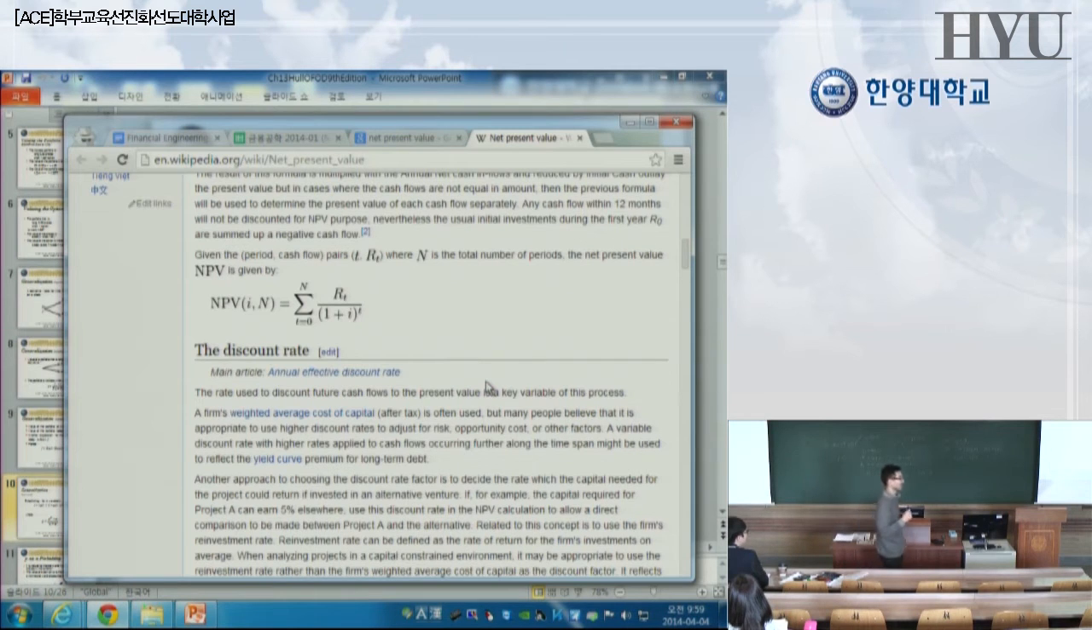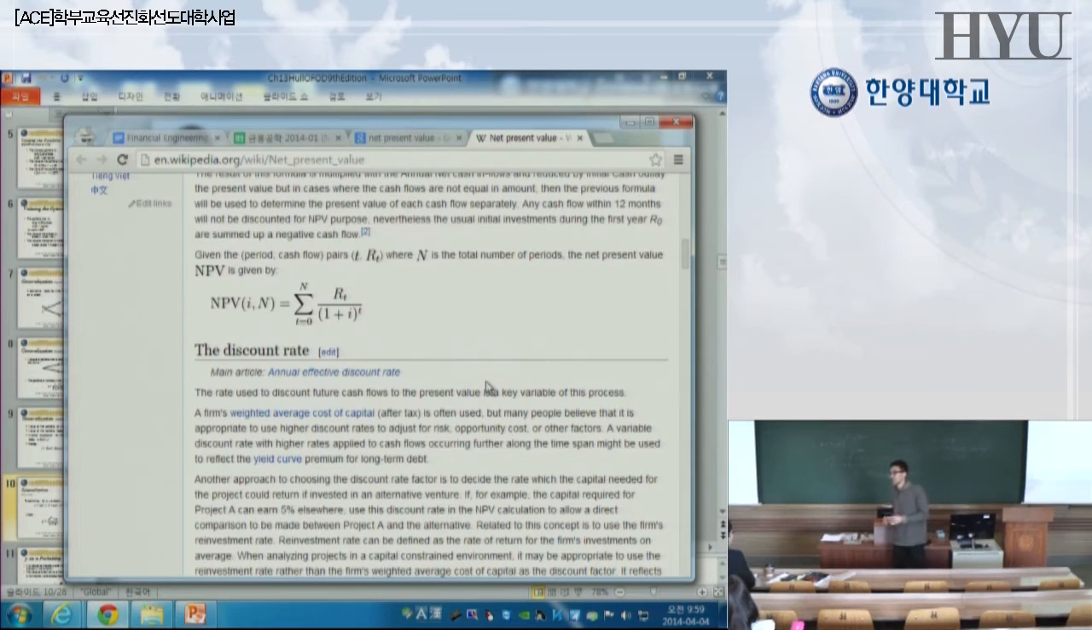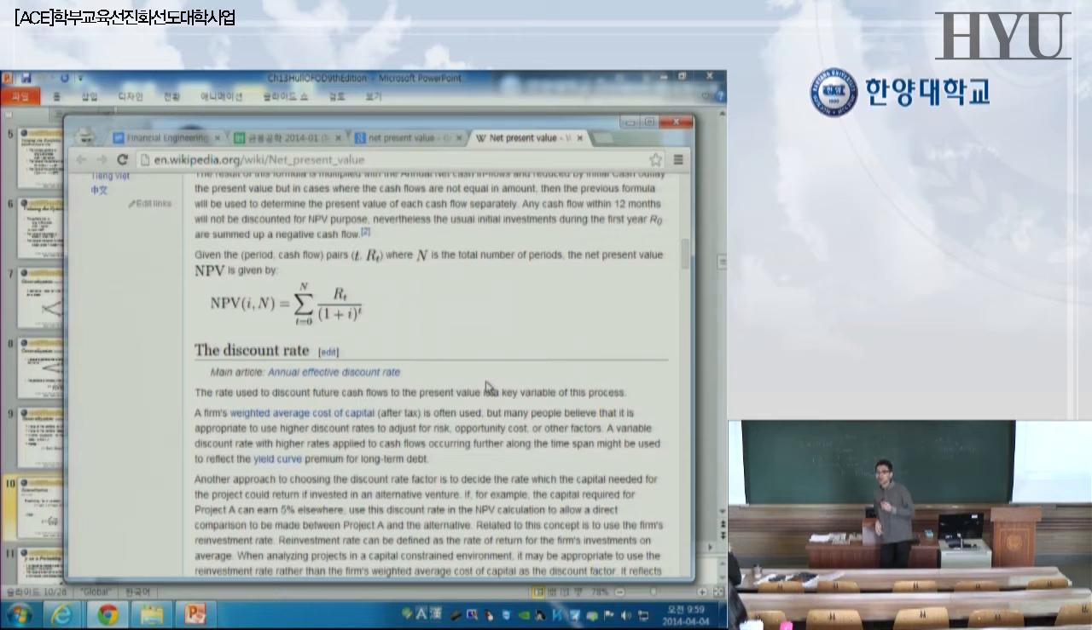No, not risk-free rate. It is called the weighted average cost of capital. Do you remember weighted average cost of capital? Martin, do you remember weighted average cost of capital? WACC, weighted average cost of capital. No. Kim Chung-yeon, do you remember? Okay, that's fine.